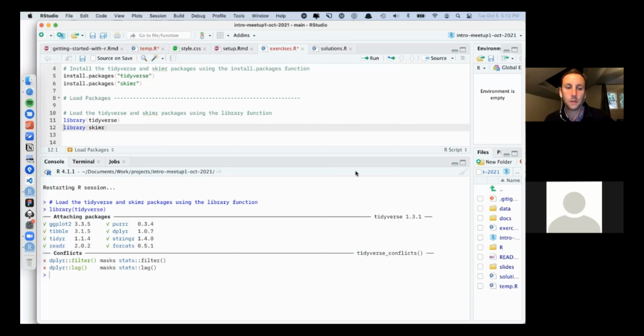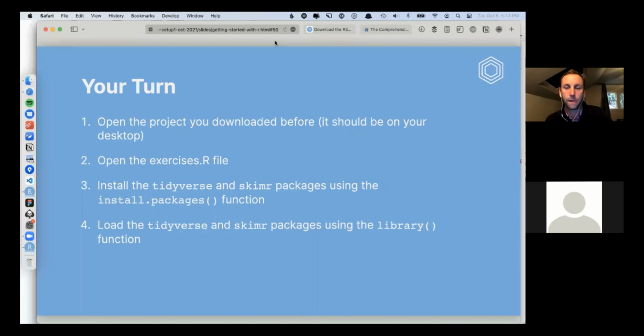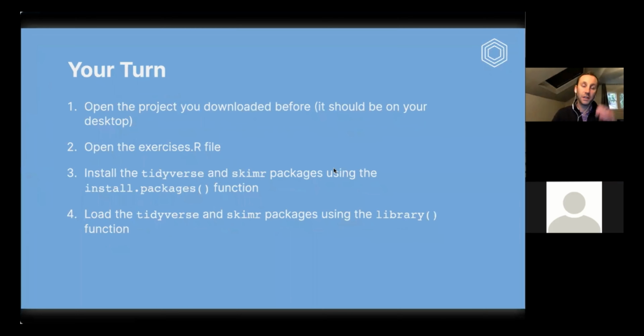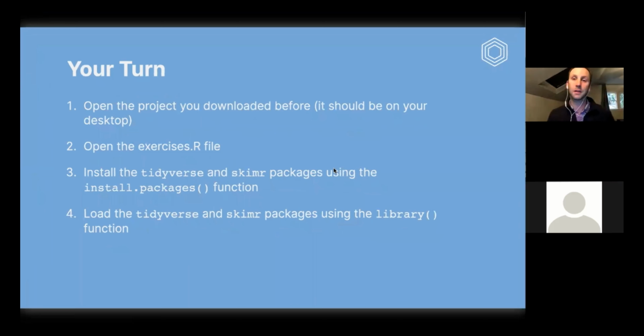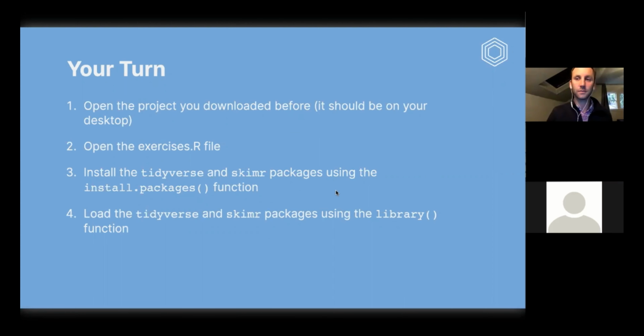All right. And then library skimr. Okay. I think there was one other question that I said I was going to get to, and I did not. If there was a question that I said I was going to get to and I did not, please just ask it again because I think we got to it. It was about red lines. Oh, okay.